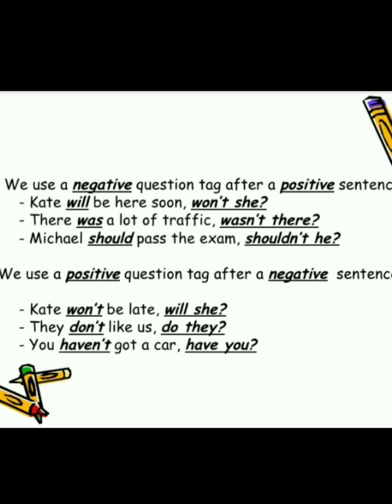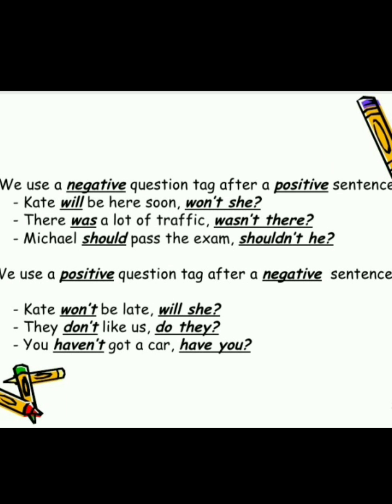We use a positive question tag after a negative sentence. Kate won't be late, will she? See, here it is negative, so the question tag is positive. They don't like us, do they? You haven't got a car, have you?